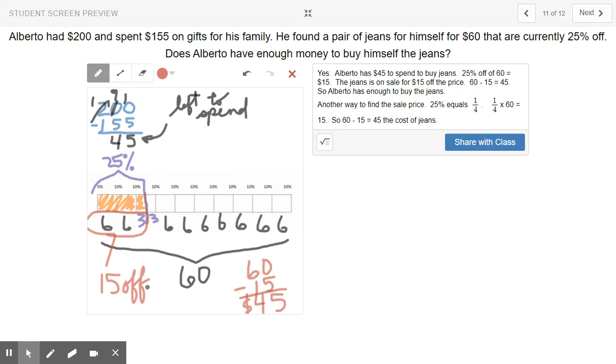Now, instead of using percent model, another way I could have solved this, I know that 25% as a fraction is 1/4. 1/4 of 60 is 15. So $15 off, that's another way. Or you could think if 1/4 is being taken off, then 3/4 is what you're actually paying for. 3/4 times 60 is 45.